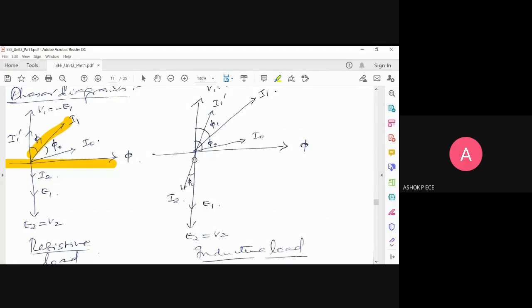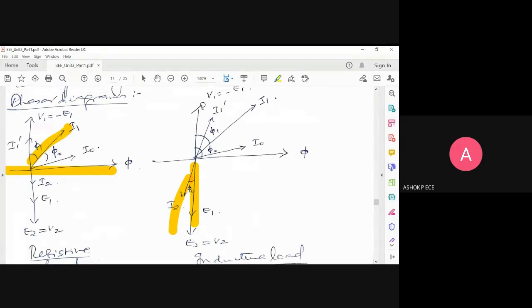See, inductor, this is your E2, right? And current is lagging behind. You know, in an inductor, voltage should lead, so current should lag behind. So I2 is lagging behind E2 by phi 2. And because of that, you will also have lagging on the primary side. Between V1 and I1 dash, you are having a lagging. And I1 is the resultant of I naught and I1 dash.